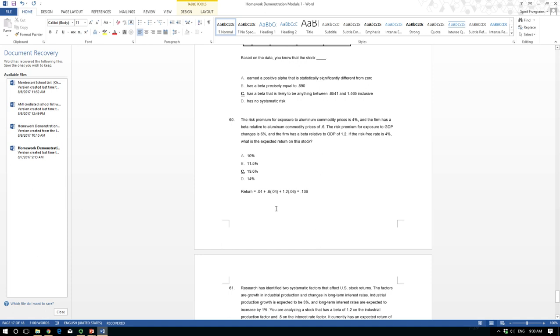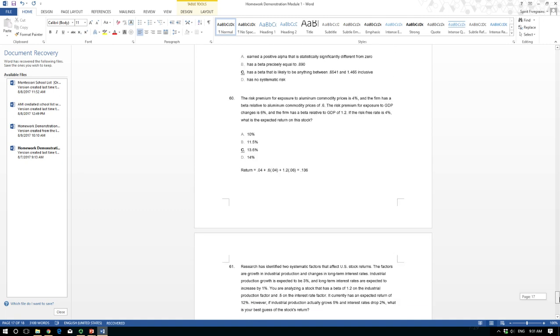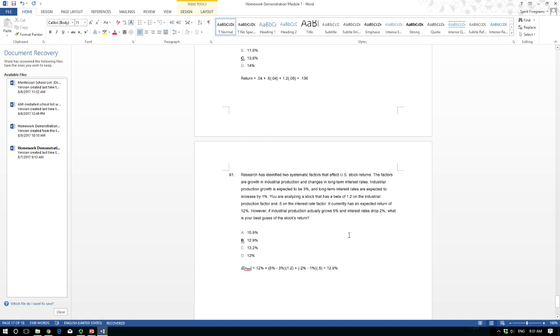The first factor is risk exposure to commodity, which is the 4% here. The second is changes in GDP, which is 6%. You multiply those two risk premiums by their coefficients: 1.2 for GDP change and 0.6 for the aluminum commodity price change. So this is like beta 1 and beta 2 with two factors, plus the intercept, the risk-free rate of 4%. That gives you 13.6% total return. This is the application of two-factor models.